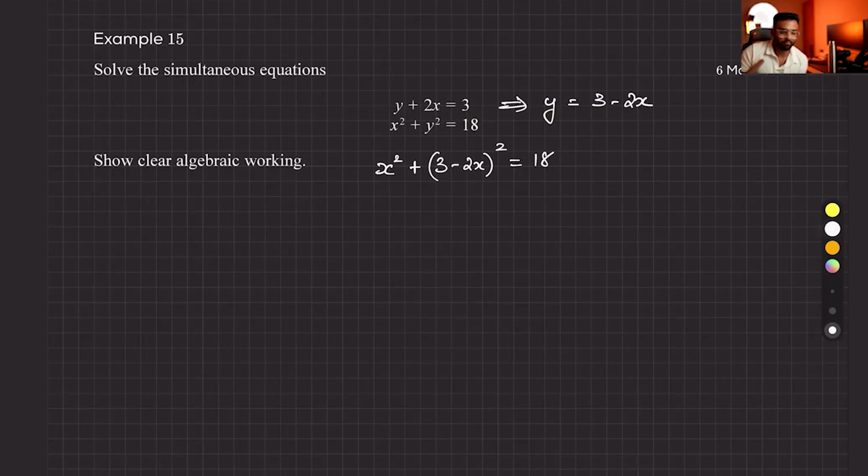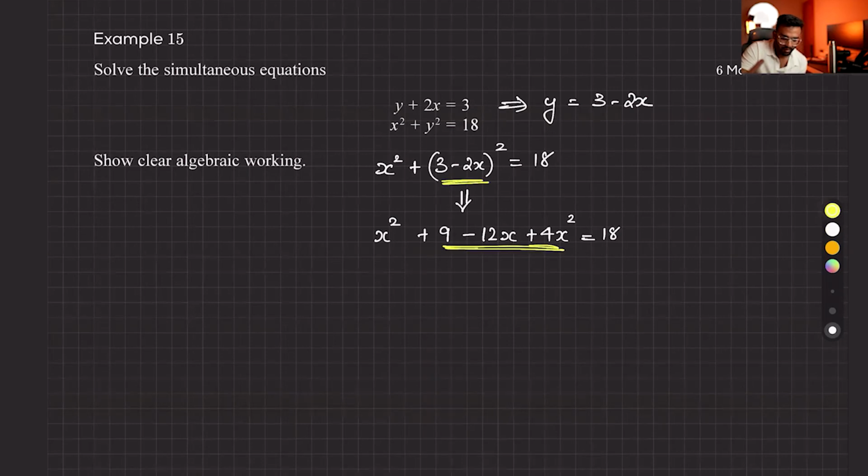Yeah. Expand this. 9 minus 12. That's the expansion. And now I'm going to simplify things. Take the 18 to the other side. 4x squared and x squared would add to 5x squared. I have minus 12x. 9 minus 18 is minus 9 equal to 0.